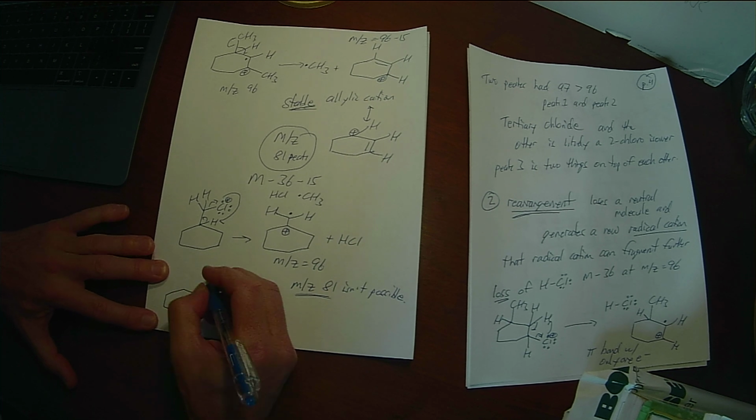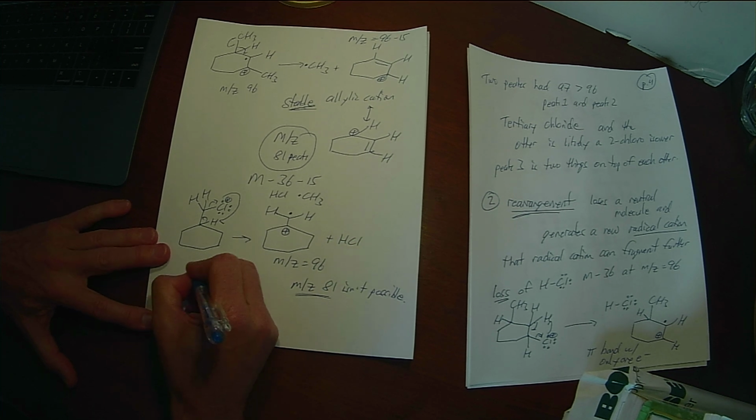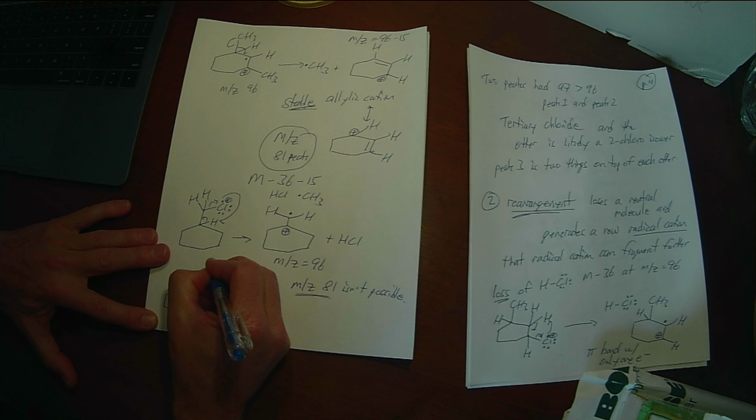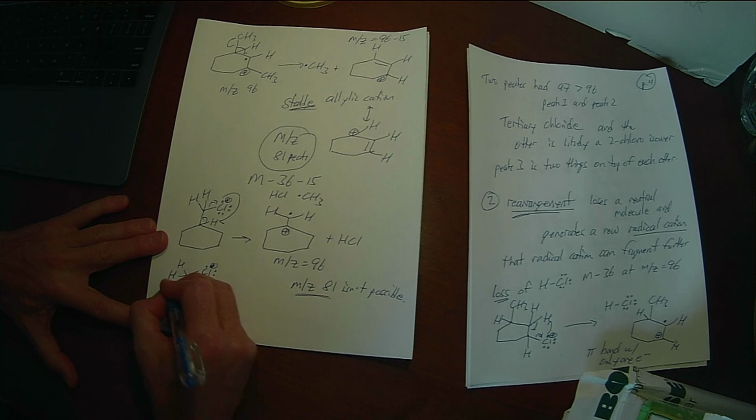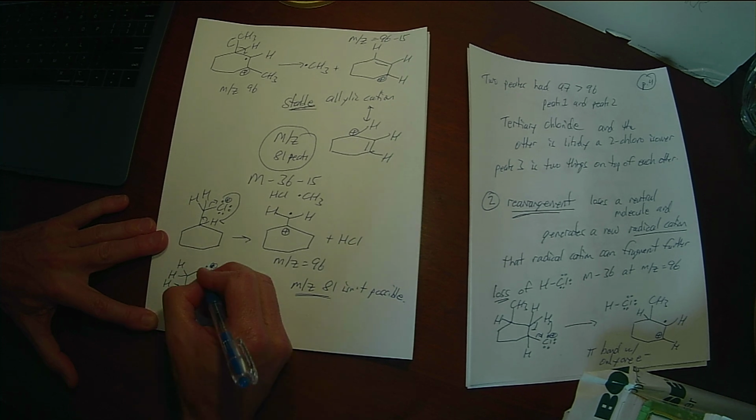Right, that m over z 83 peak, I think we told you where that came from, right? Did we, was that figure 4 in the lab manual? That showed you what that looked like? Maybe, yes?